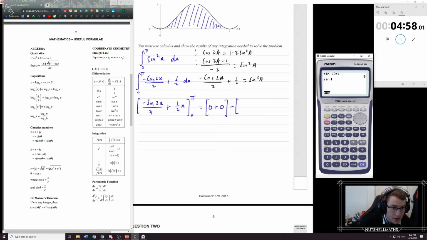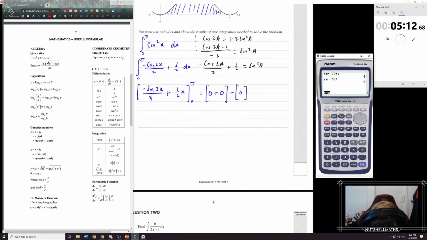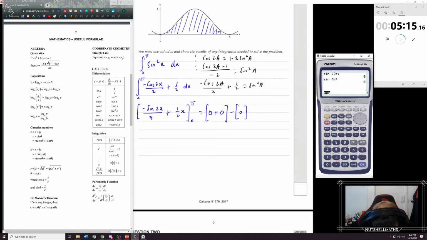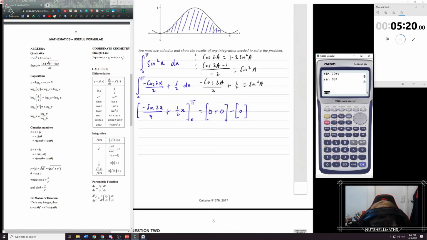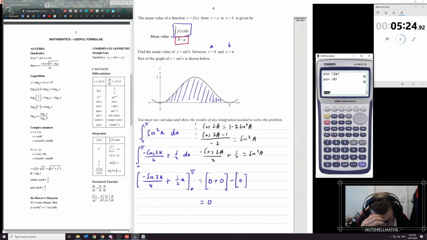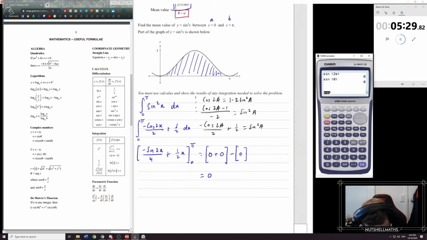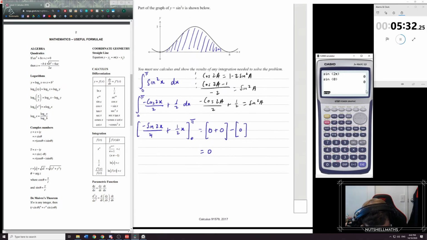So let's double check this. Sine of 0 is also 0. Nicely done. This is 0, and 0 here. I feel like something's gone a bit fishy here. I don't like where we've ended up. This whole thing is 0, which doesn't seem right. What have we done wrong here? The graph is y equals sine squared. It must be in this proof here.